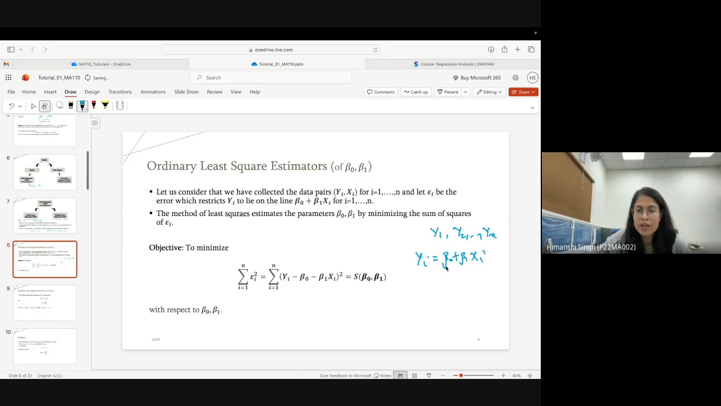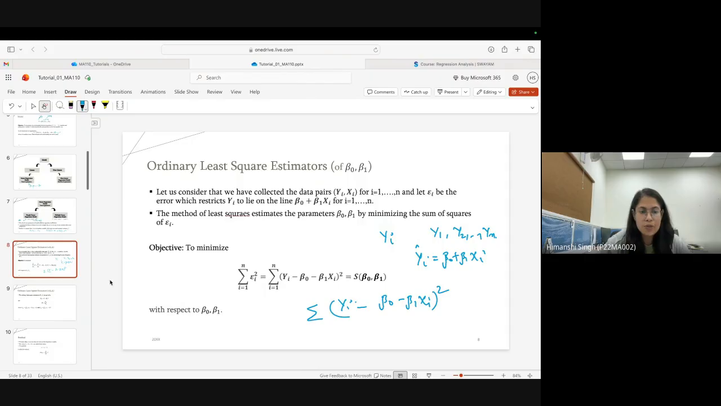Now I do not know what beta naught and beta 1 are, so I will subtract. This is a yi hat kind of thing. So I take yi minus beta naught minus beta 1 xi, whole square, summation, and I will minimize that. This is a function of beta naught and beta 1. I know the yi's and I know the xi's. So I will minimize this expression with respect to beta naught and beta 1 in order to get the estimators for beta naught and beta 1.